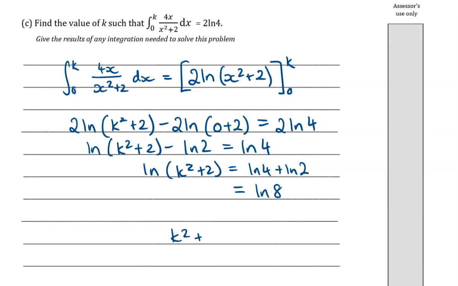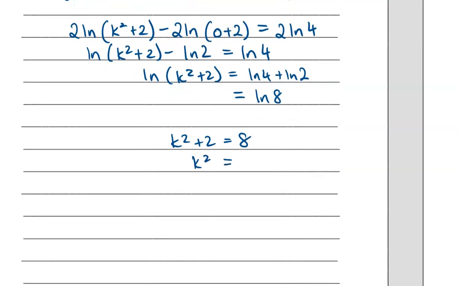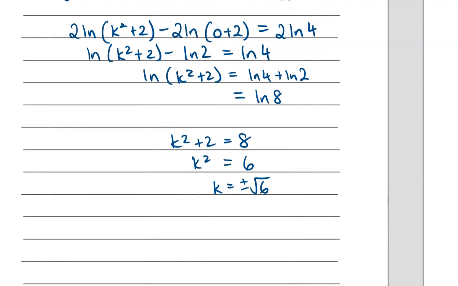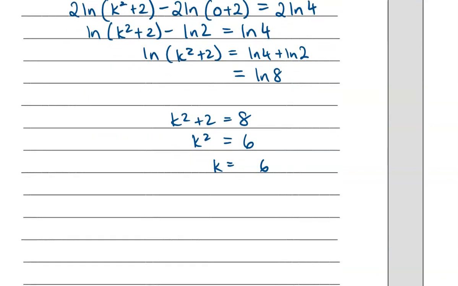So k squared plus 2 must be equal to 8. k squared is then equal to 6, so k is plus or minus the square root of 6. But since our integration at the top put k above 0, we can assume that k is that positive square root of 6, and we can just write it like this.